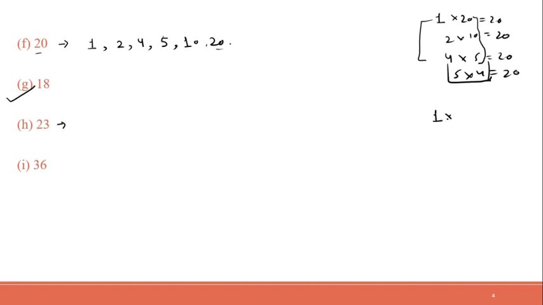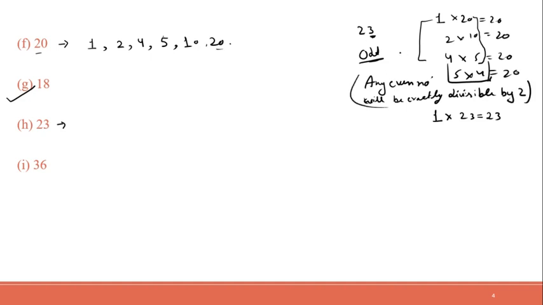How will we start? 1 into 23 is equal to 23. 2 into 23. See, 23 is an odd number, right? Because it has 3 at its unit place. If there were an even number at the unit place, then we can say that it would be divisible by 2. That means any even number will be exactly divisible by 2.